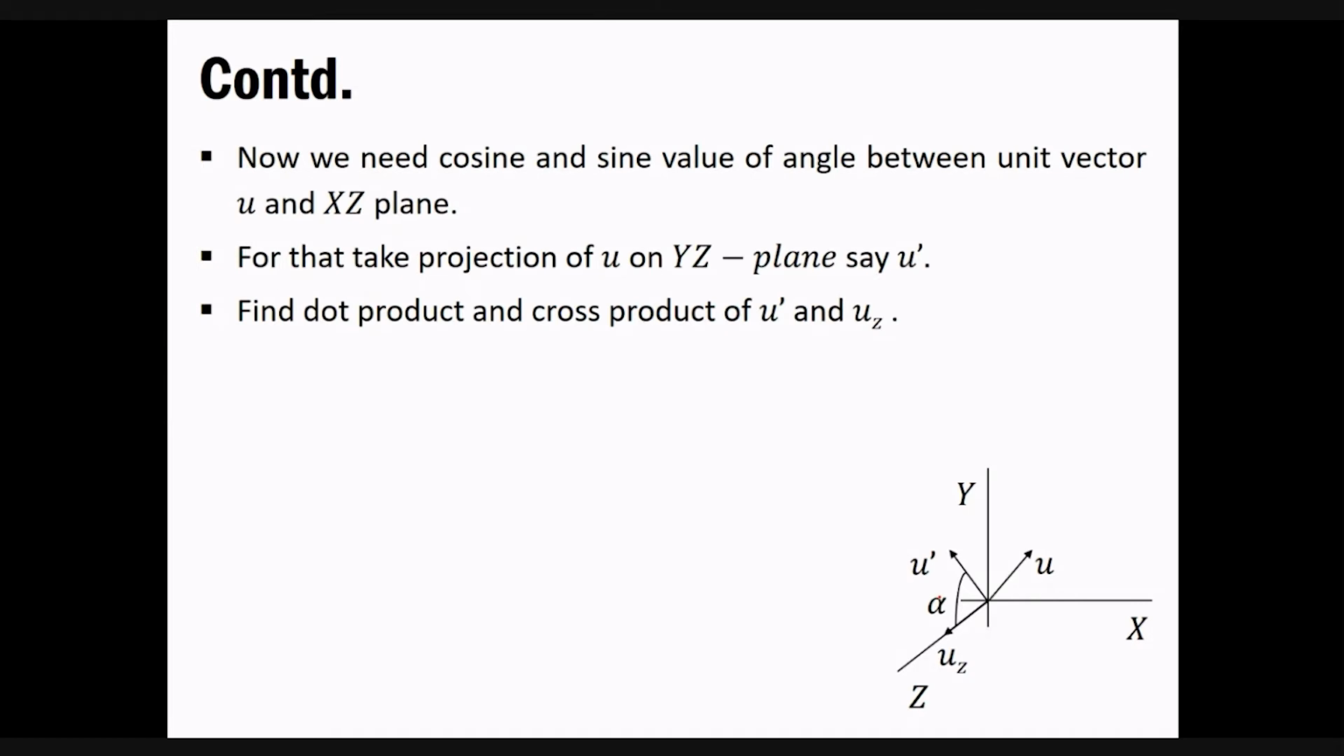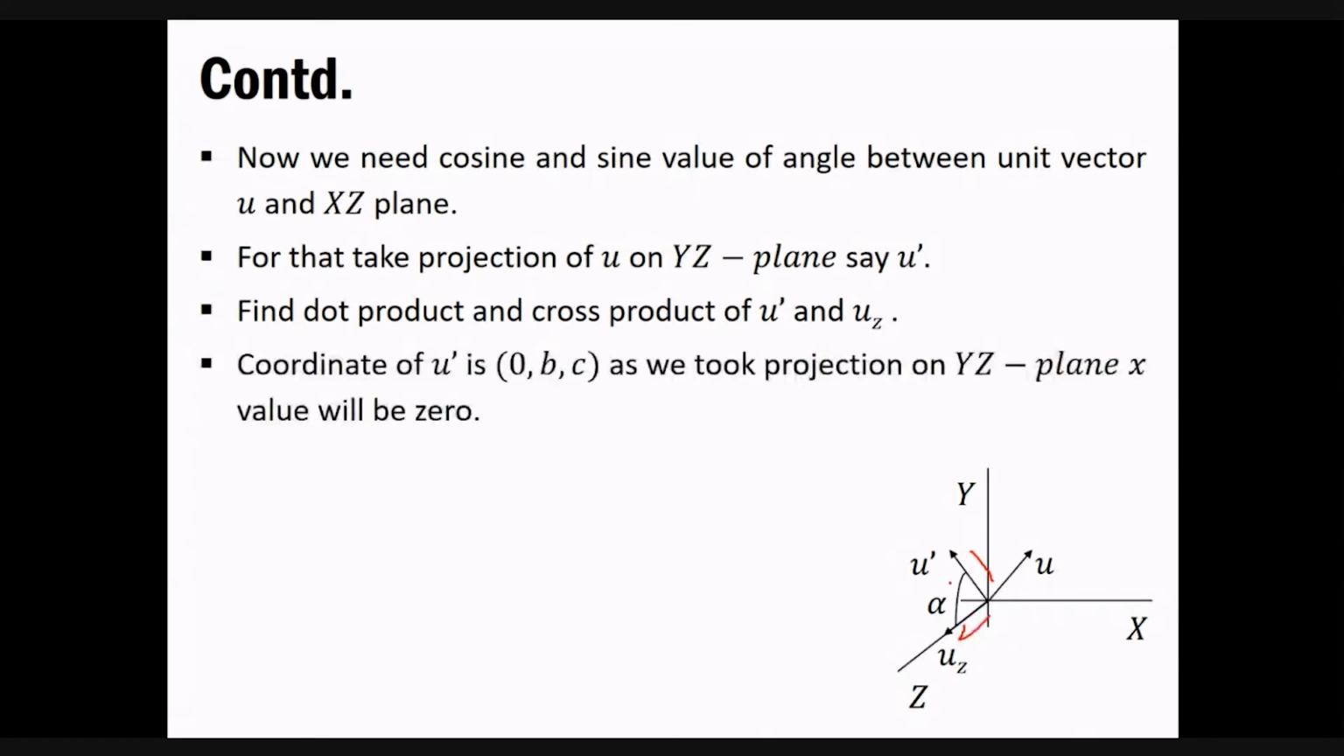Okay, so now we have u dash, as you can see over here. U dash is this line, and we have uz. Our angle, as it says, is alpha. So now the coordinate of u dash is obviously 0, b, c, because we are at the yz plane. So simply eliminate x, and x will be 0 as it is written over here.